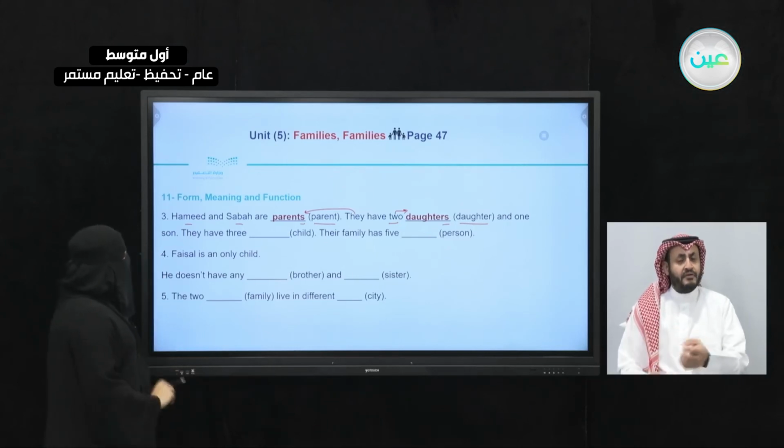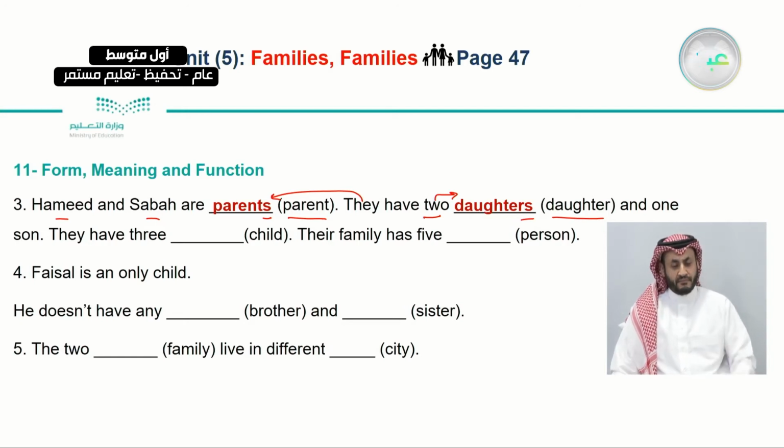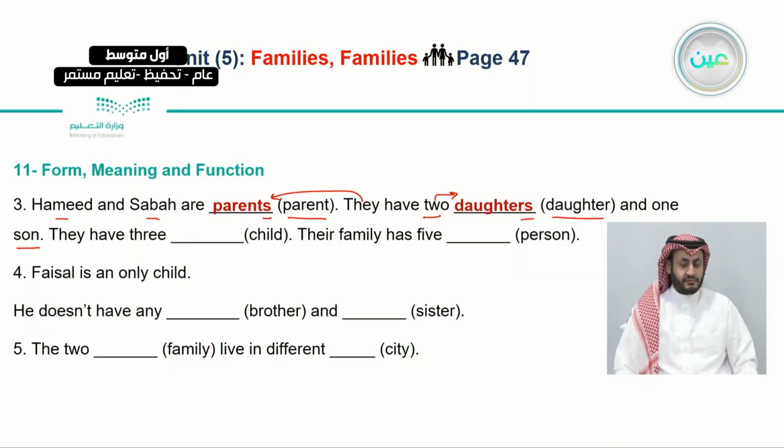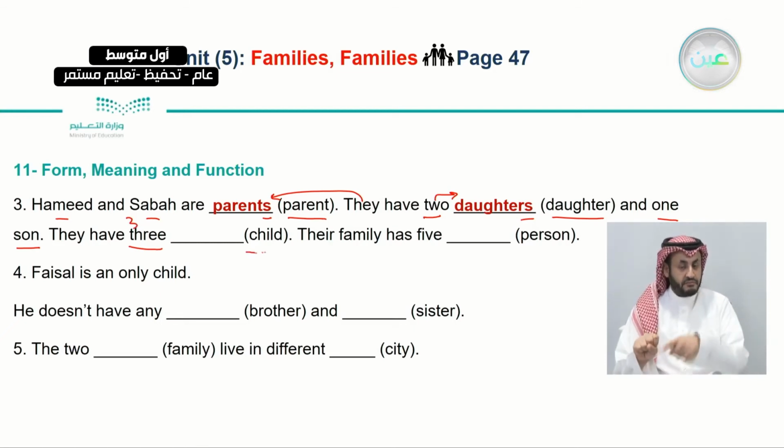Okay, let's start reading this over. Hamid and Sabah are parents. They have 2 daughters and 1 son. Did you notice something here? Son is only a singular noun. How did I know that? There was a number mentioned, 1 son. Next sentence. They have 3, and between the parentheses, child.